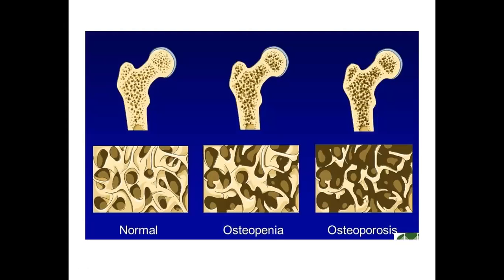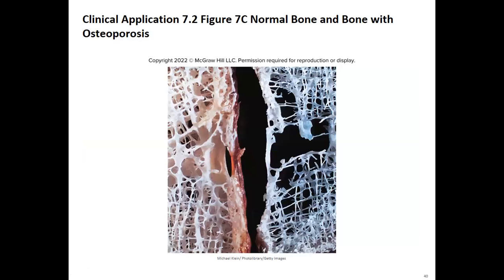These are examples of normal bone and osteopenia. You can see how it's not quite as sturdy as normal bone, but it's not in a really bad position yet. But then with osteoporosis, you have lots more spaces where you can damage the tissue even easier. And this is just another picture of it.